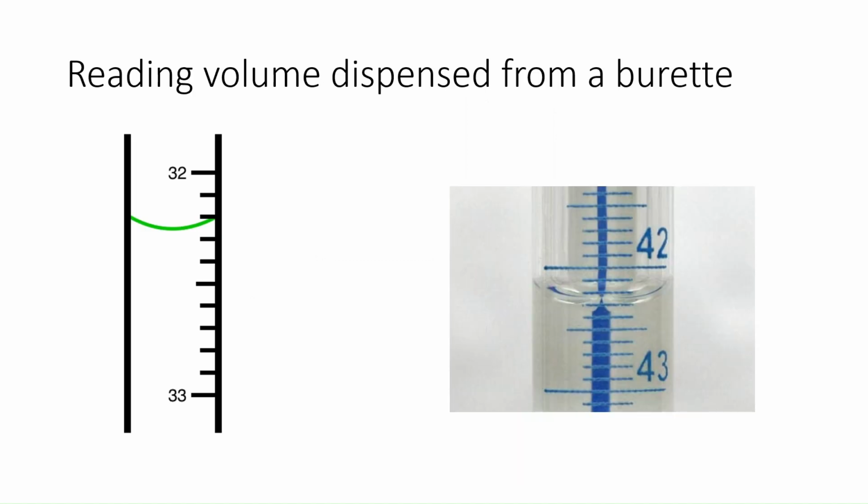So that brings us to a little bit more about what you should know about reading from a burette. On the left side of this diagram, we have a sort of cartoon diagram, and we can see the burette, and it's marked in volumes. The volumes increase as you go down because you're measuring the volume that is dispensed. So as the liquid falls down, you've dispensed more volume.